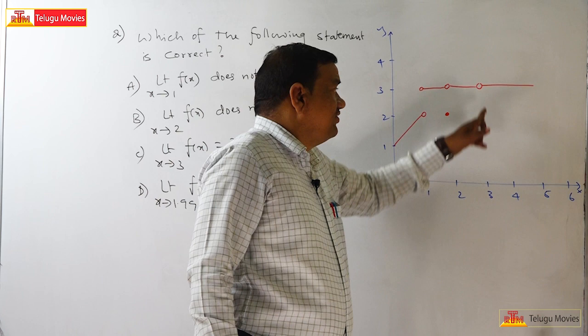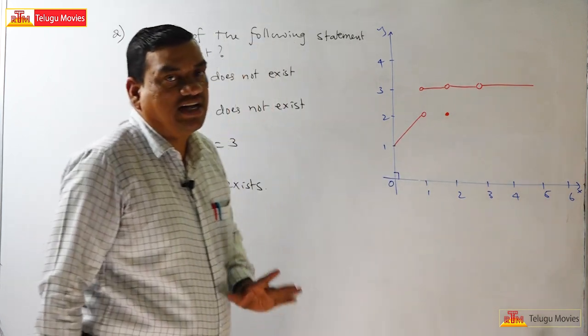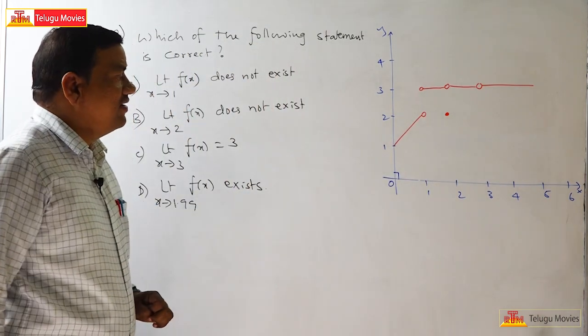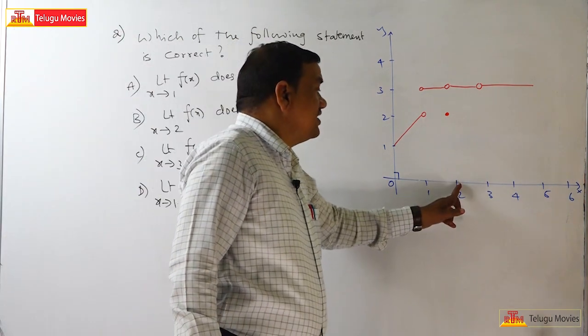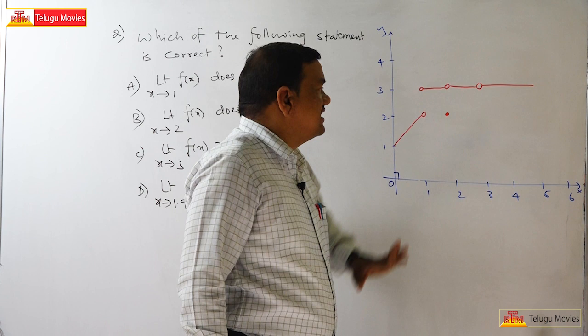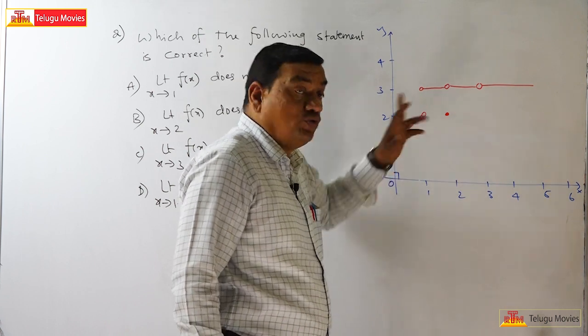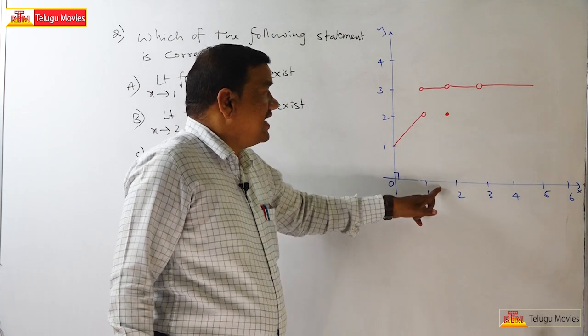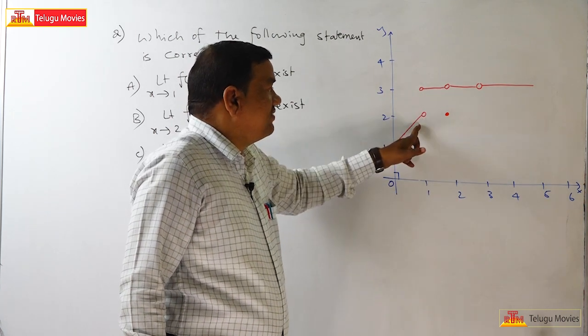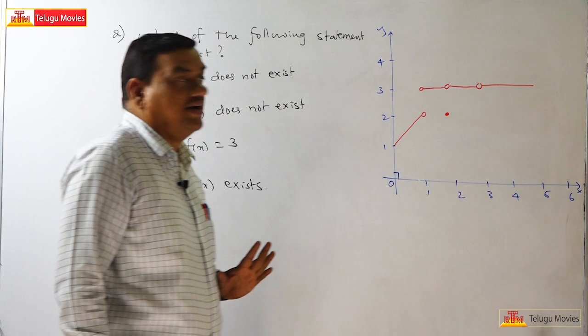But at exactly 3, the function is not defined. But for 3, the left hand side and right hand side are defined. At x equal to 2, the left hand side and right hand side are defined, and at x equal to 2 it is also defined. At x equal to 1, the left hand side and right hand side are both defined.